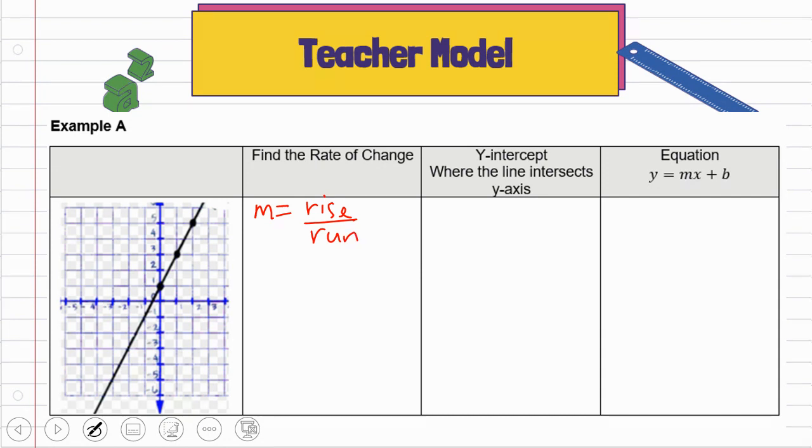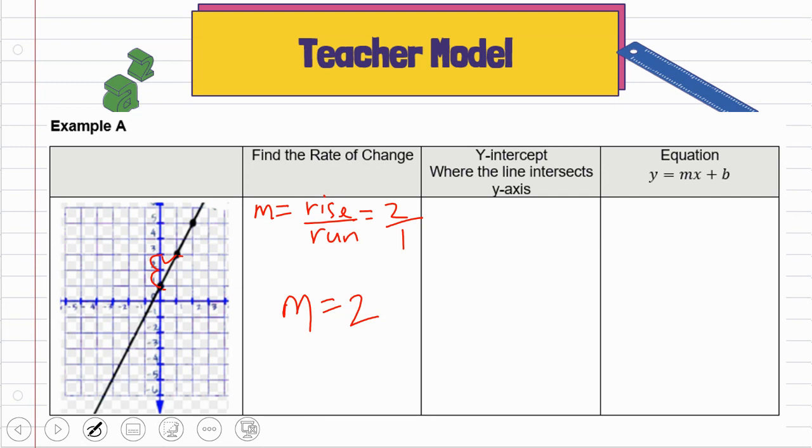Now this is going to be a positive slope because this line is going up. I can identify my friendly points. I'm going to use the point right here and the point right here. So let's rise. Let's go along the y-axis. 1, 2. My run would be going along the x-axis. 1. So my m = 2.